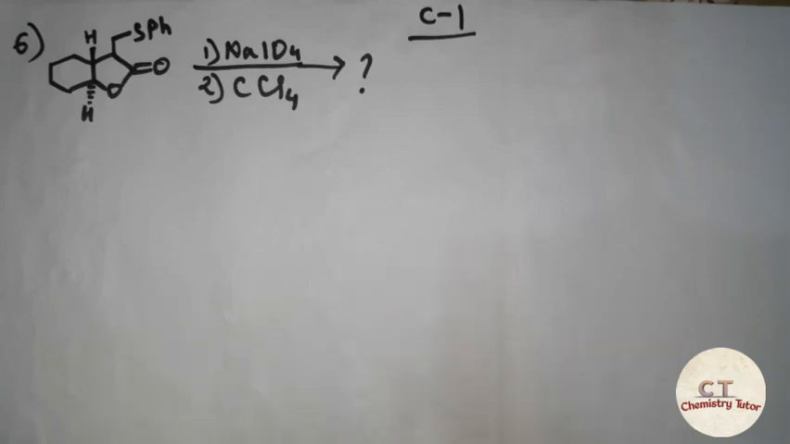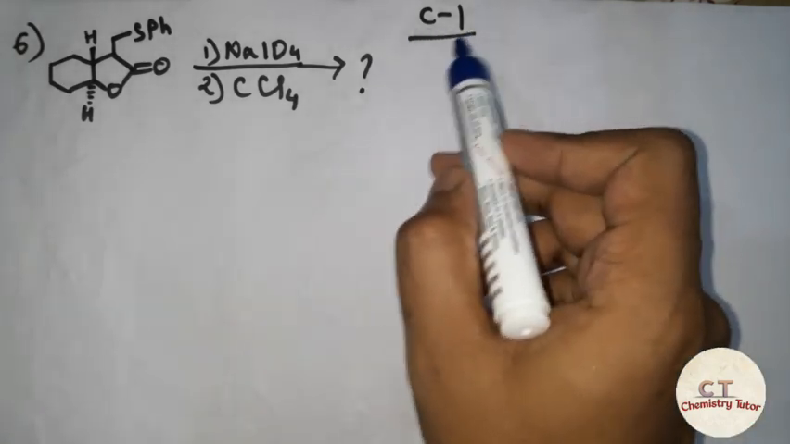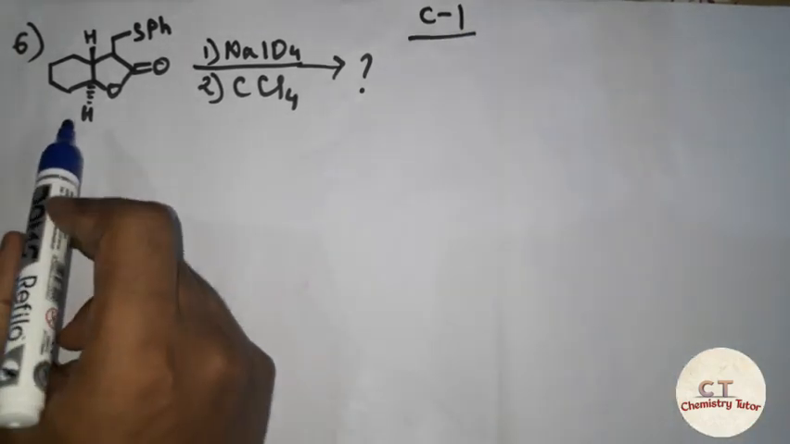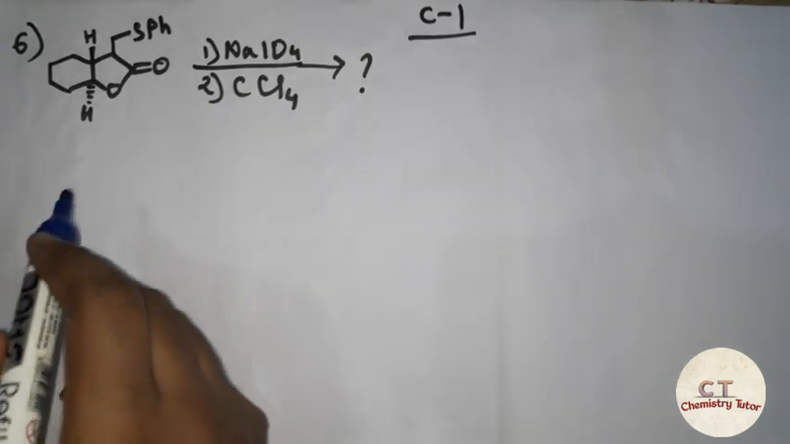Today we'll be discussing some other problems from chapter number 1 of the Carruthers book. Okay, now let's see this problem. So what will be the product?